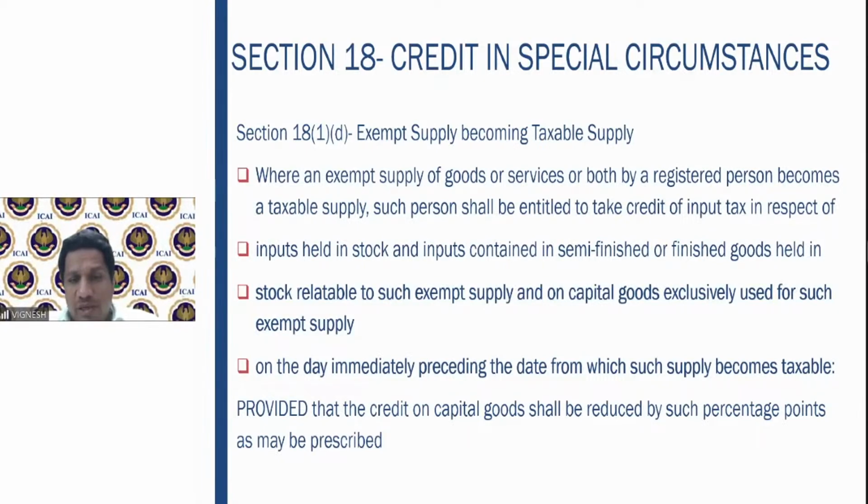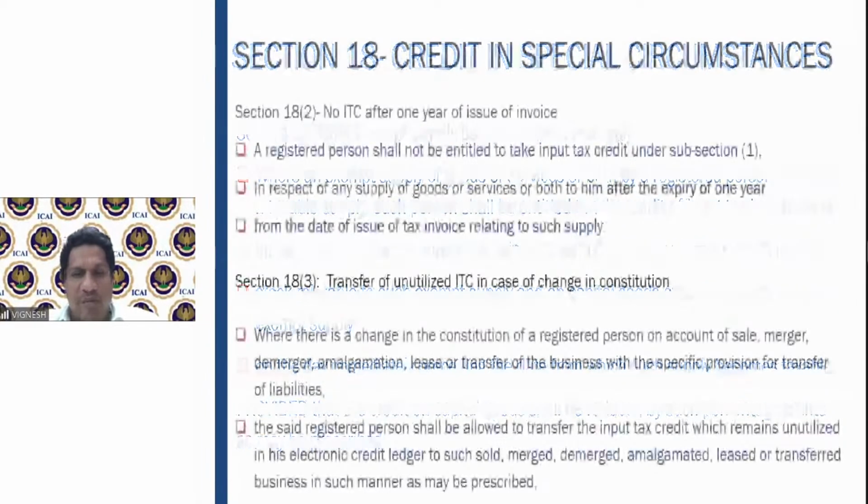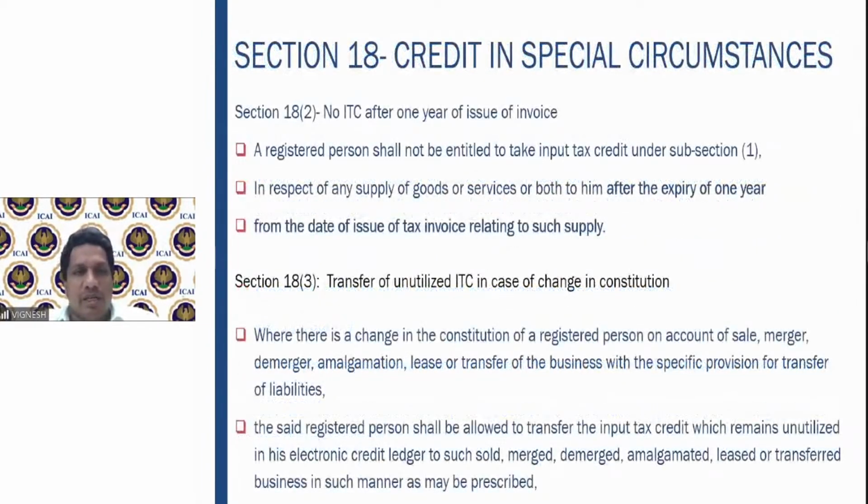It becomes taxable supply. In that case, you can claim the input tax credit as reduced by that percentage points. And 18(2): no ITC after 1 year of issue of invoice. A registered person shall not be entitled to take ITC under subsection 1 after the expiry of 1 year from the date of issue of invoice relating to such supply.